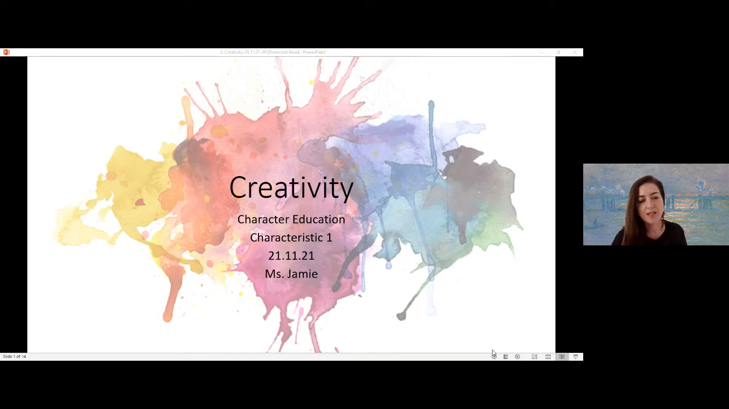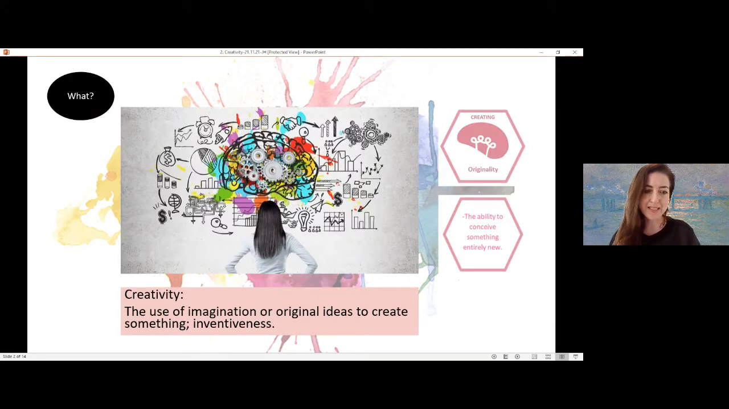Today we are starting with our first character trait, which is creativity. Next slide, please, Miley. So what is creativity? A definition is the use of imagination or original ideas to create something.